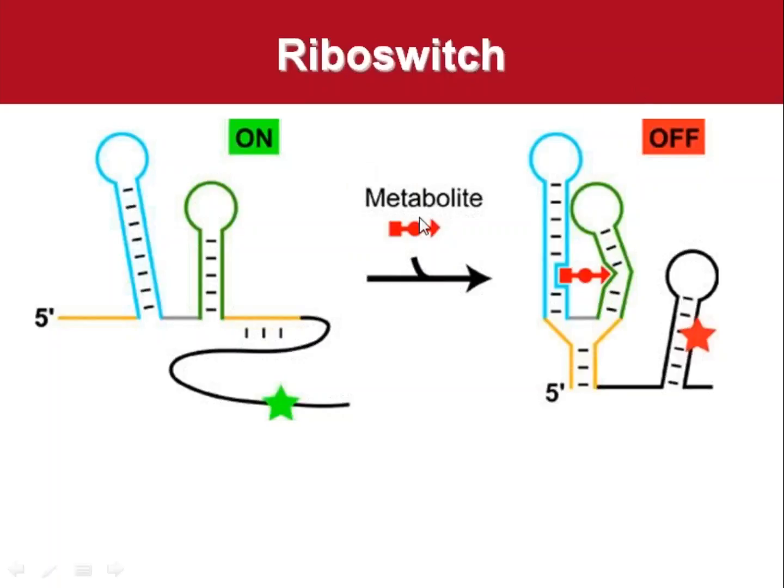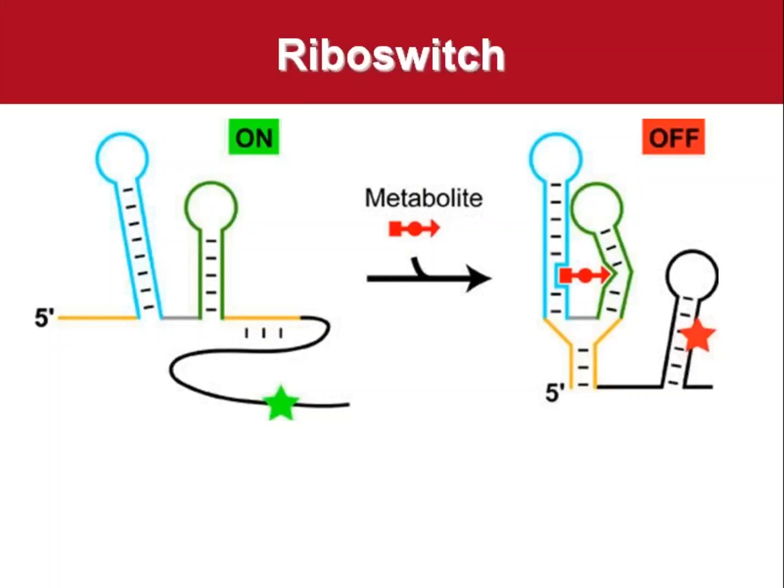A riboswitch can bind small metabolites. In this case, when the gene is translated in the on form, so it's switched on, there's no metabolite bound, and we have this structure of the RNA. When the metabolite is binding, the terminator loop, the aptamer domain of the riboswitch, changes its conformation because the metabolite is binding to it, and as a consequence, the terminator loop is formed in the RNA, and the gene can no longer be translated. So that's how an off riboswitch works. By binding a small metabolite to the RNA, we induce a change in the conformation of the RNA, and the gene's translation is switched off.